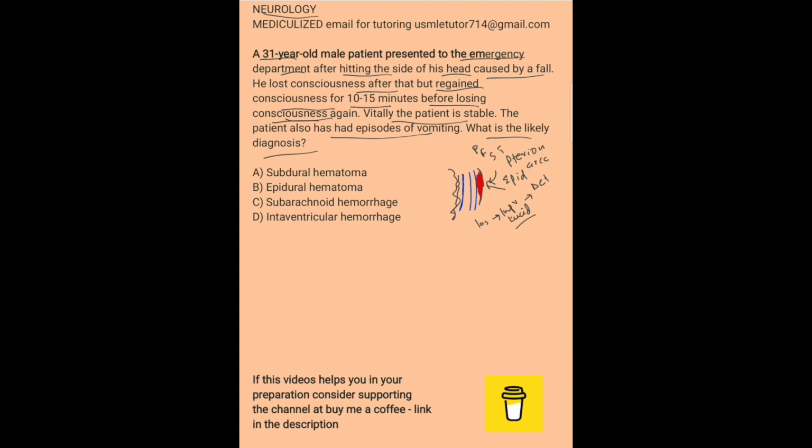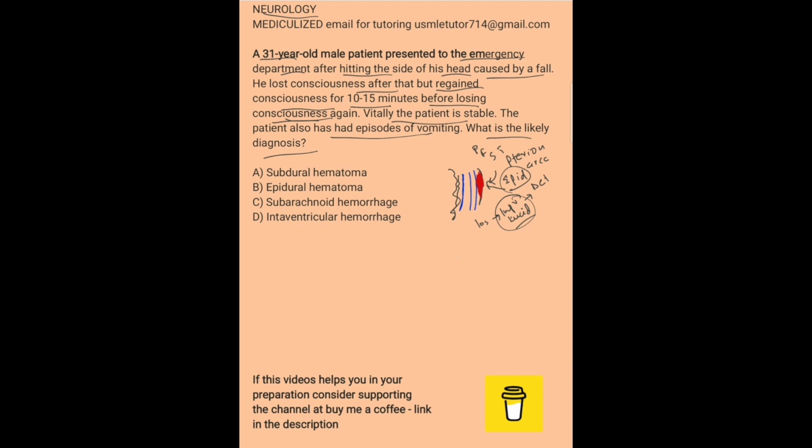So remember, this is a convex shape. By convex shape, you will see a white hemorrhage on a CT scan, non-contrast CT. So this will be the epidural. Remember the lucid interval, and remember the side of the head, and remember the middle meningeal artery is involved.